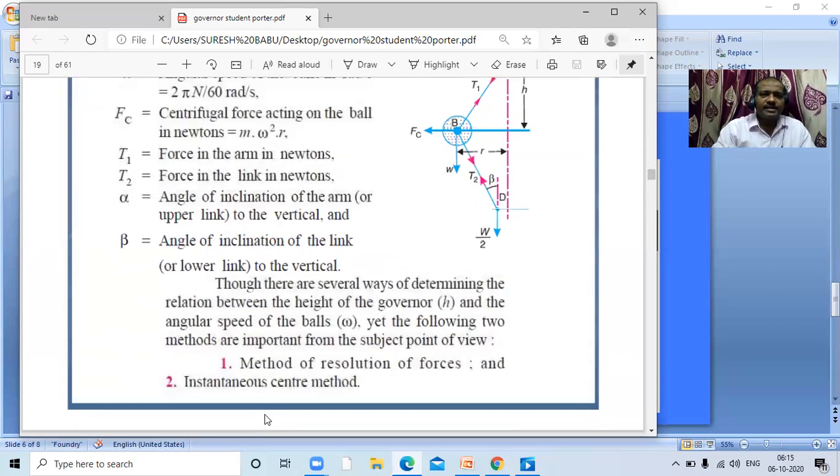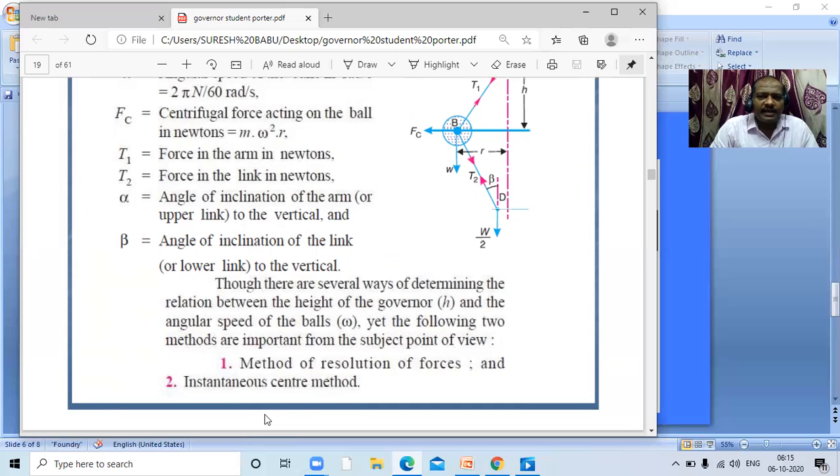There are several ways to determine the relation of the Porter governor with respect to speed. There are two important methods, that is method of resolution of forces and instantaneous center method. So we will go for the method of resolution of forces because this is the known one and we have solved the same resolution method for the Watt governor also.